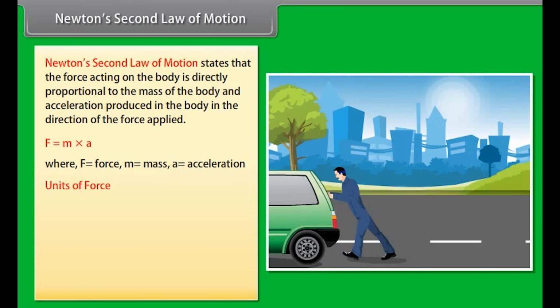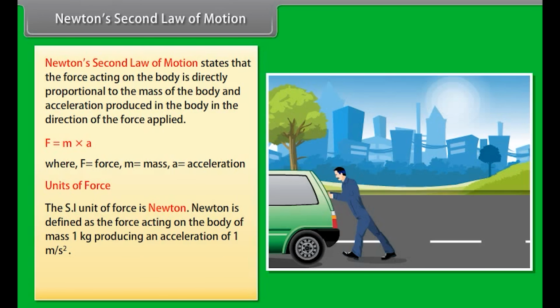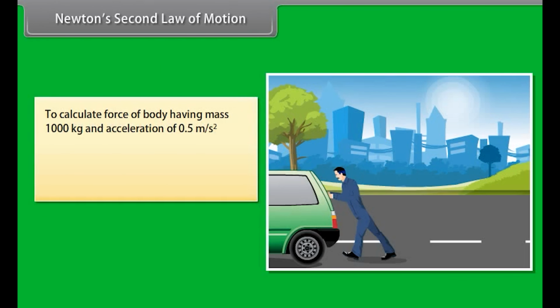Units of force. The SI unit of force is the Newton. A Newton is defined as the force acting on a body of mass 1 kg, producing an acceleration of 1 meter per second squared. The unit is equal to kilogram meter per second squared, or Newton. To calculate the force on a body having mass 1000 kg and acceleration of 0.5 meter per second squared, F = 1000 × 0.5, which is equal to 500 Newton, or kilogram meter per second squared.